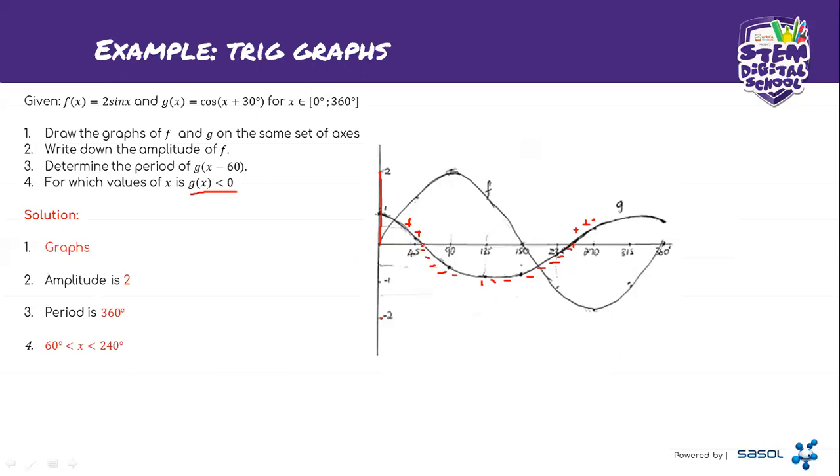The value of x on this point is going to be 60, and the value of x on this point is 240. So hence we say x is greater than 60 degrees and less than 240 degrees. So that's where the graph is less than 0. So it's this portion here. Let me just show you. Is this part or this curve here? That's where the graph is less than 0. All right, and I think we're done.